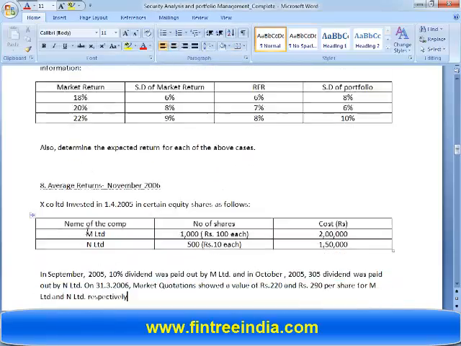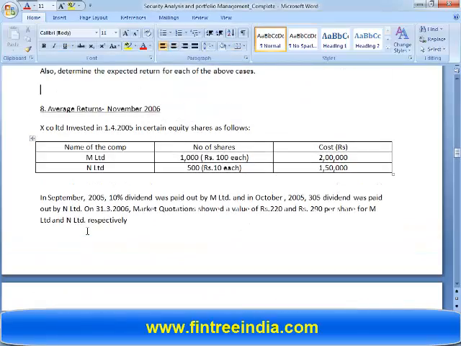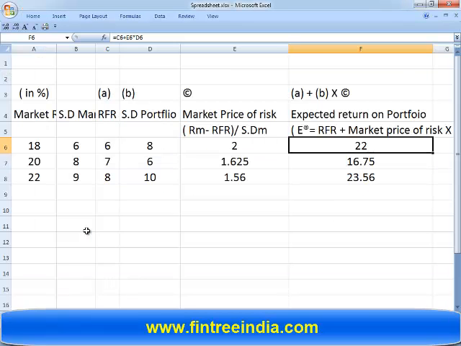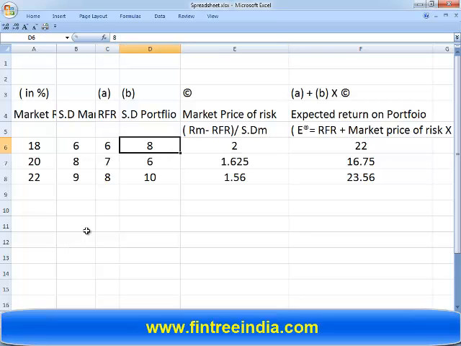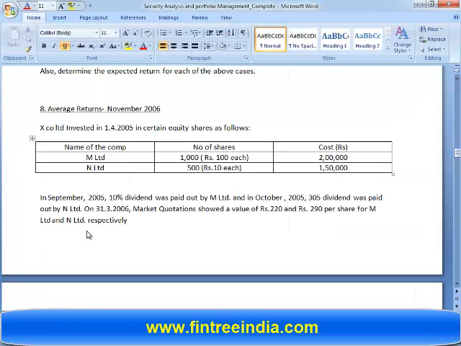Question number 8. Is it not clear yet? You want to ask anything? See, it's 8 into 2 plus 6, 22. 6 into 1.625 plus 7. Alright, next question. Question number 8.